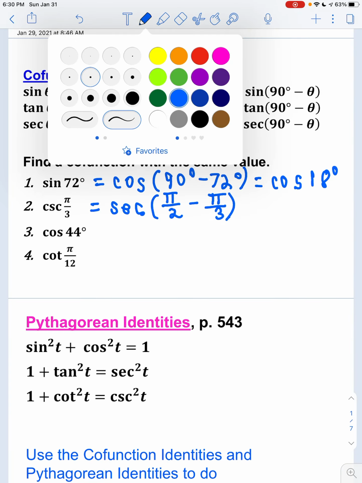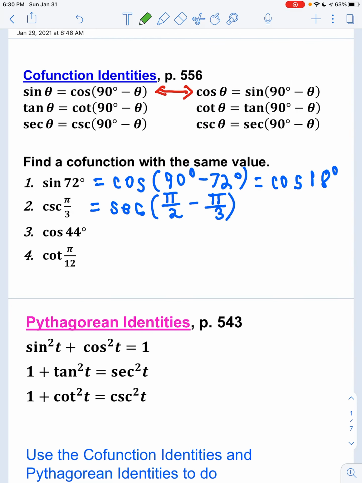Of course, I need here a common denominator, so I'm going to get that. That would be 6, which means it would be 3 pi over 6 and 2 pi over 6. So when I subtract, that means the secant of 1 pi over 6, and that makes sense because that would be 30 degrees, and pi over 3 was 60 degrees, so that confirms what we already know.